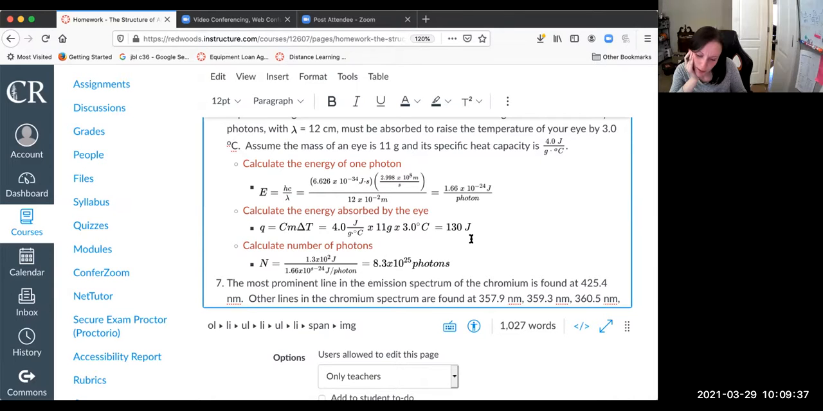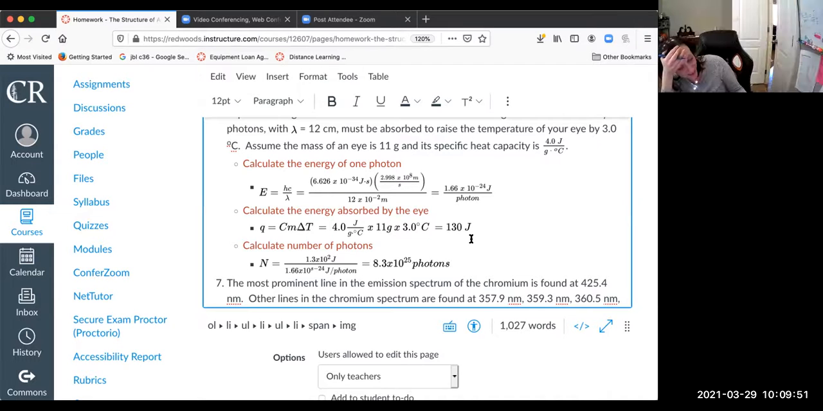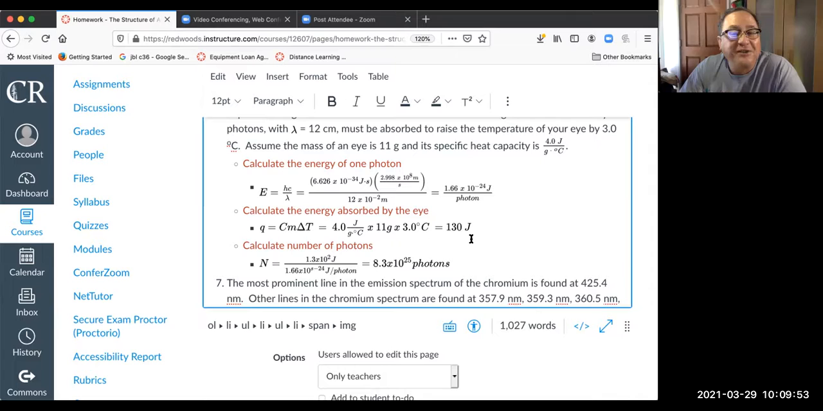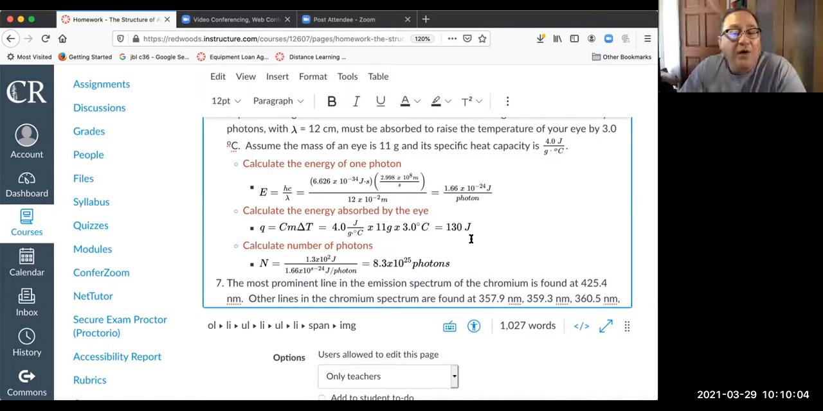Oh, I see. I have my denominator different than you. So did you use 12 times 10 to the minus 9 meters? I know, I see what I did. Is that what you did? No, I converted centimeters to meters and then to nanometers when I didn't need to put it into nanometers. Oh, I should have just stopped at meters.